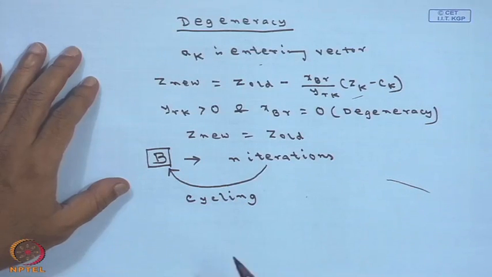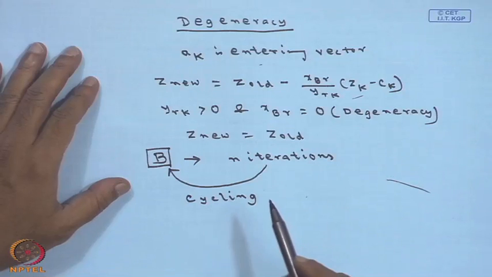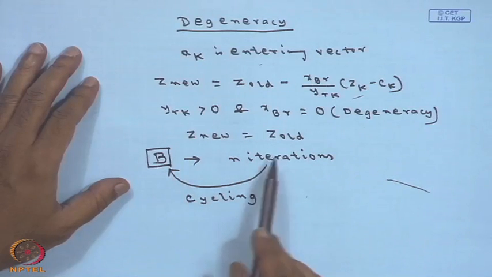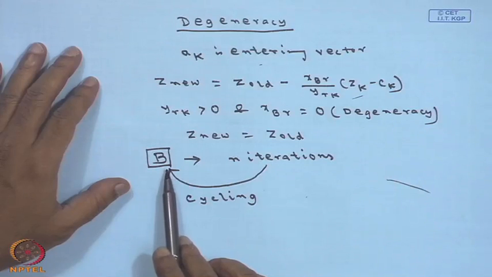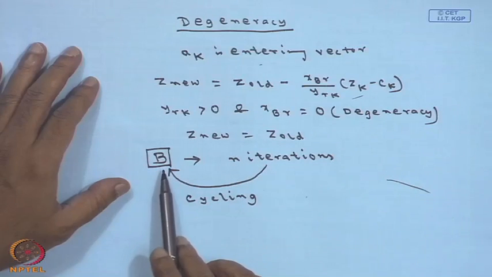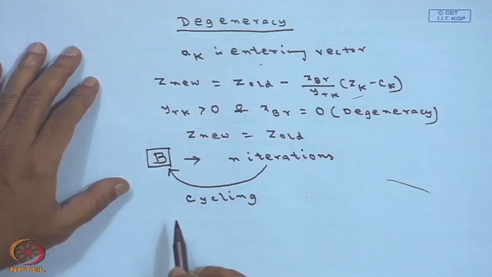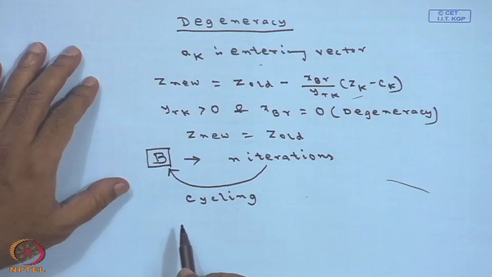That is, the tables repeat themselves. We start from a basis and after n iterations we come back to the same basis with no improvement of the objective function. This repetition is known as cycling. So, whenever there is degeneracy, there may be cycles. We have to deal with degeneracy so that we can obtain the optimum basic feasible solutions.